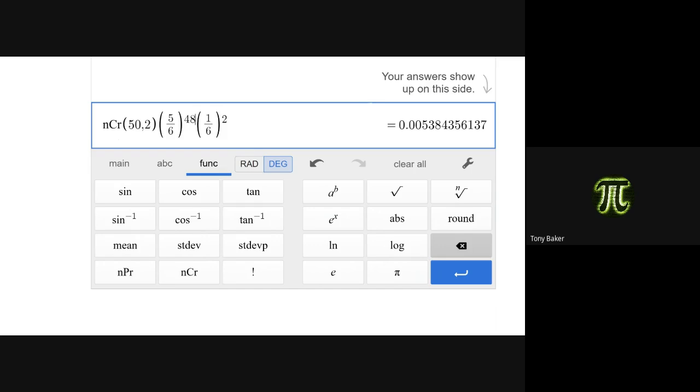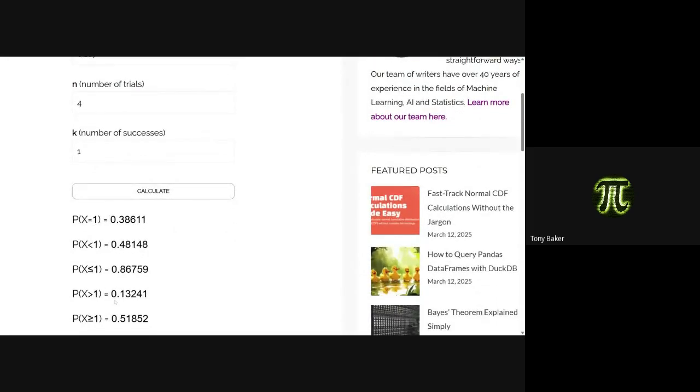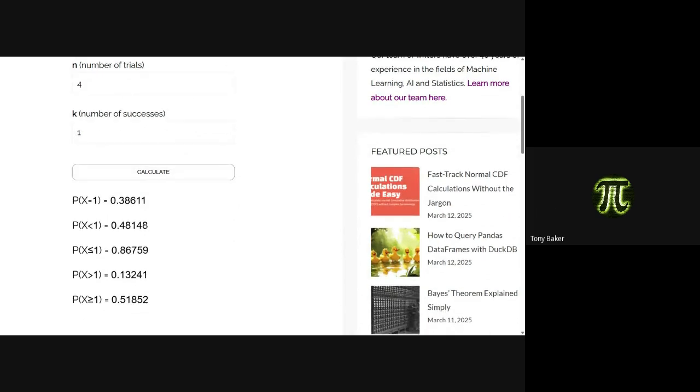The piece that the formula doesn't really help you with is when you start looking at multiple situations, which we're going to get to in a little bit, where you want to combine things. The calculator, this one that works out really nice, gives me those other values that are going to be helpful later on. Because to figure out less than 1, I would have to figure out 1 and 0. To figure out less than 3, I'd have to figure out 2, 1, and 0. So I'd have to figure out multiple values to come up with that.